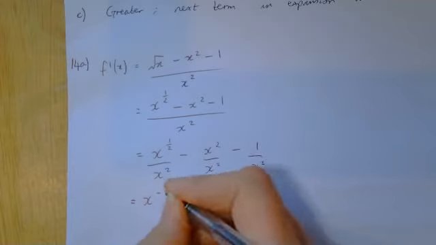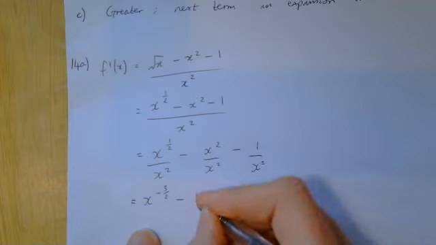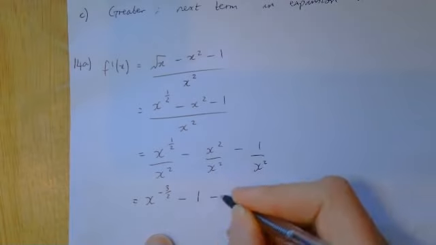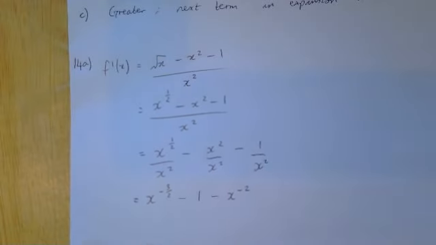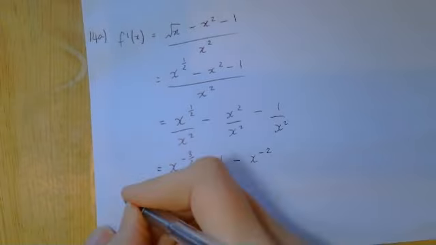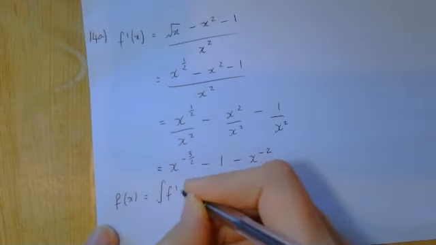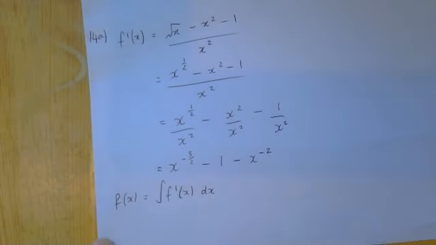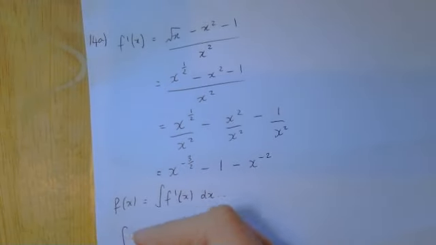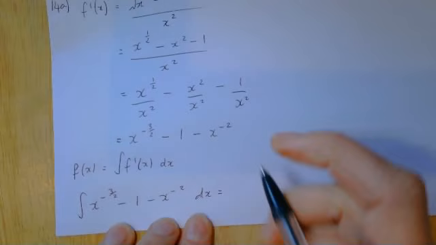Right, now when I'm dividing, I subtract the powers. So that's x to the power 3 over 2, that's 1, and that's x to the power of minus 2. Right, now I'm going to integrate this. So f of x is the integral of f dashed x. And remember, this dx just means that x is the letter that I'm dealing with. So I need to integrate this thing.